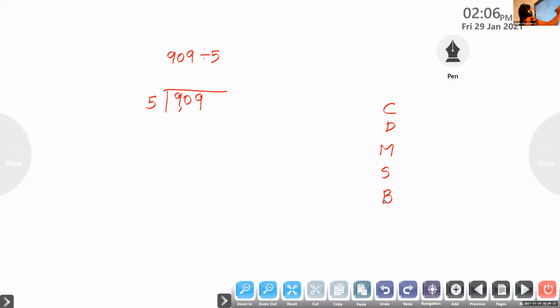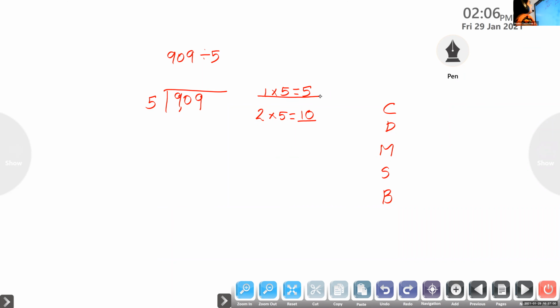So 1 5 is 5. 2 fives are 10. See, do we get 9 anywhere in the table? No. So we can stop writing the table. And we cannot take 10 because it is greater than 9. So you can take 1 5 is 5. That step you can take.